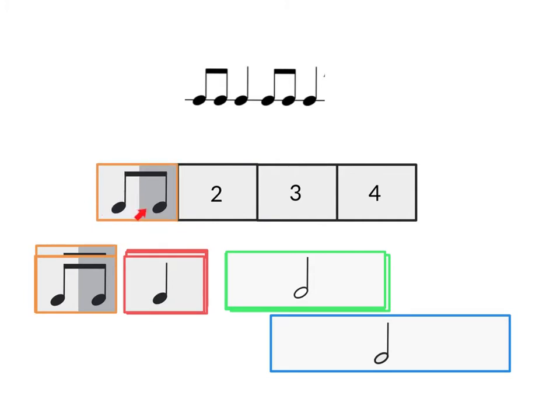Each of these notes takes up half of a count. They both are on count 1. This note's on count 1, and this note's on count 1. So when I write in my counting, I'm going to write a 1, and then I'm going to put a plus, and I'm going to say and. So I'm going to say 1 and for those two notes. The first note's on the first half of the beat, the second note's on the second half of the beat.